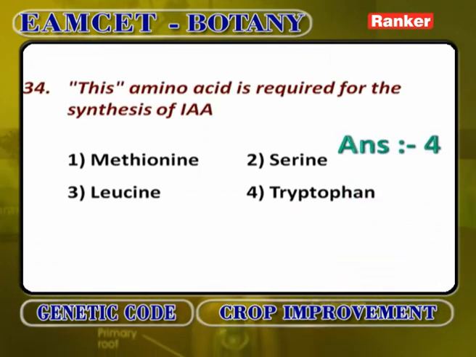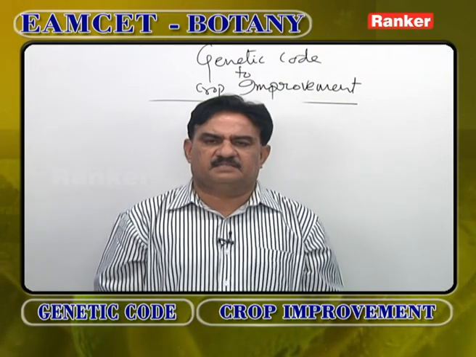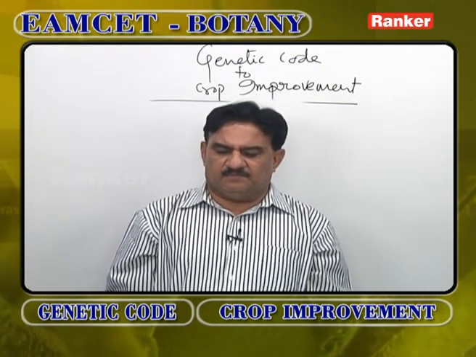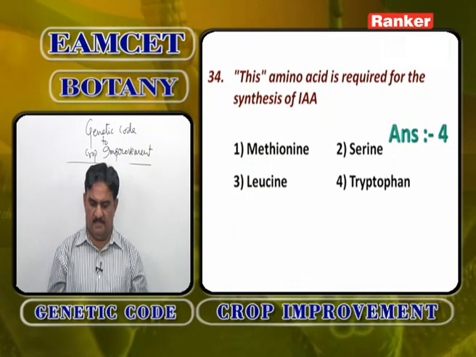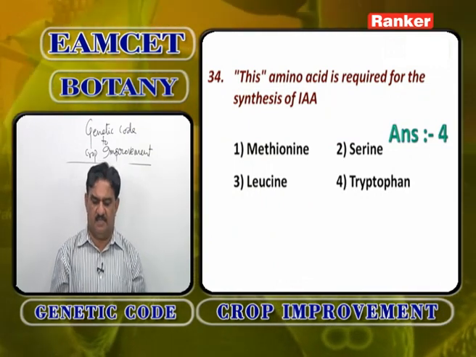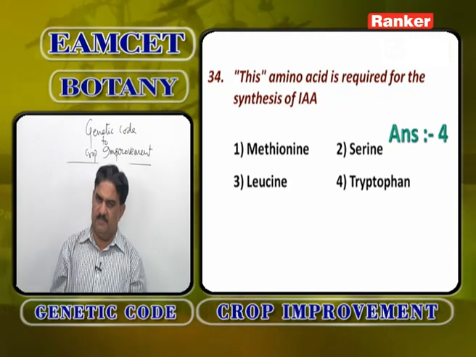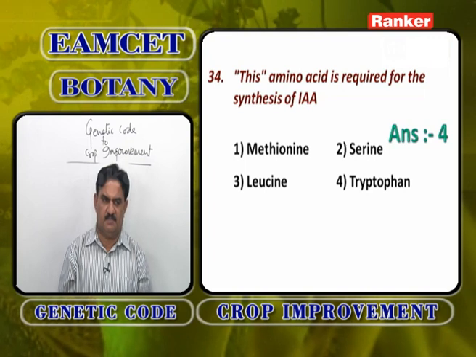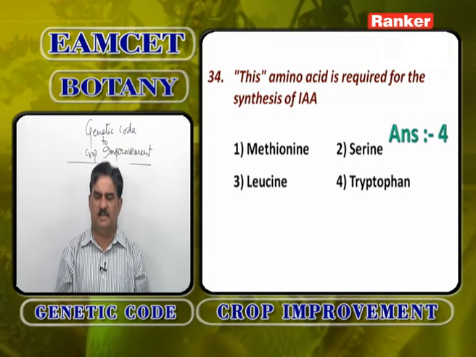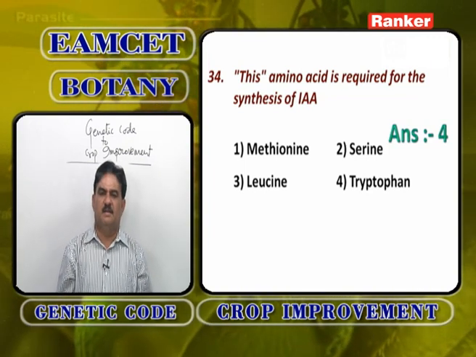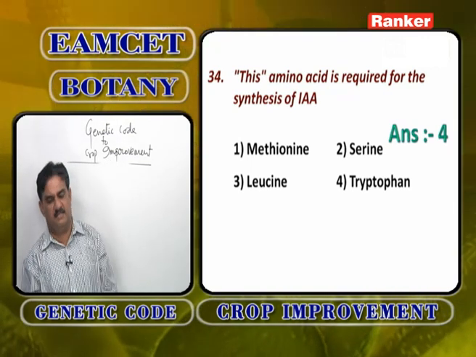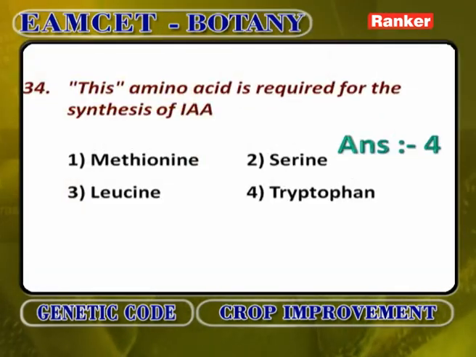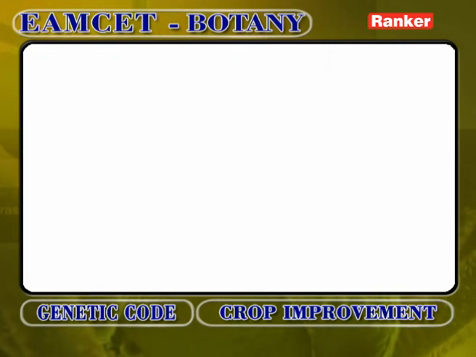This amino acid is required for the synthesis of IAA. Indole 3 acetic acid, natural auxin, is formed from tryptophan. Tryptophan is the amino acid from which indole 3 acetic acid is formed. It is not methionine because methionine helps in the formation of ethylene. Not serine, not leucine. It is tryptophan. Tryptophan helps in the formation of IAA in the presence of a special mineral nutrient, zinc. So the amino acid required for the synthesis of indole 3 acetic acid is tryptophan.